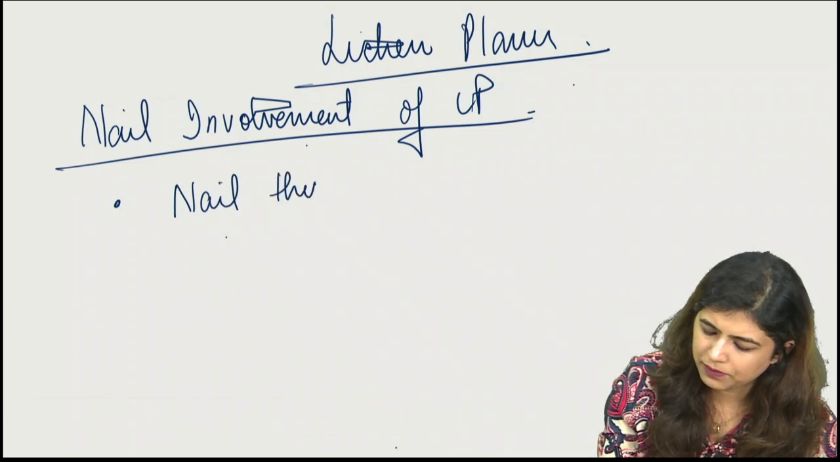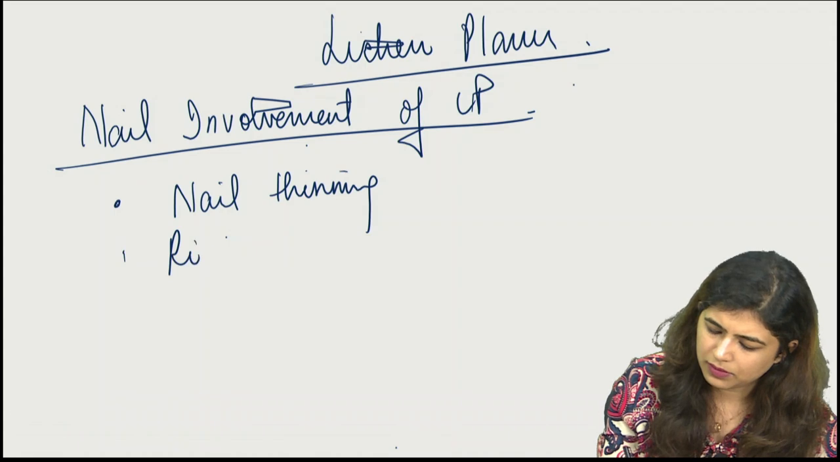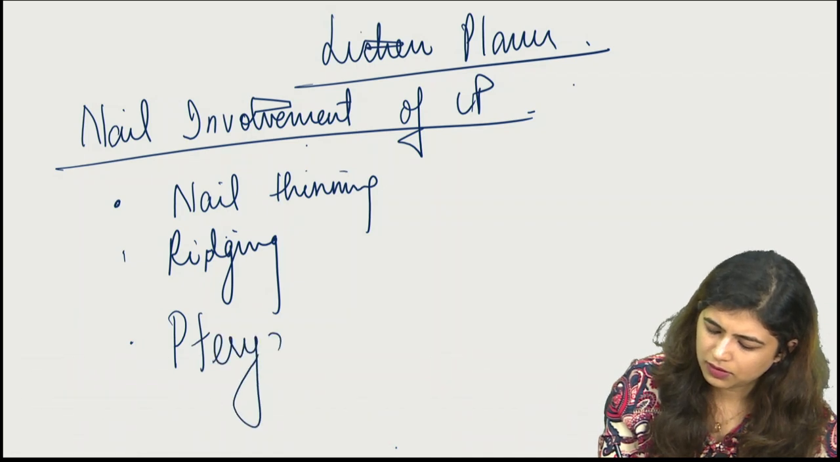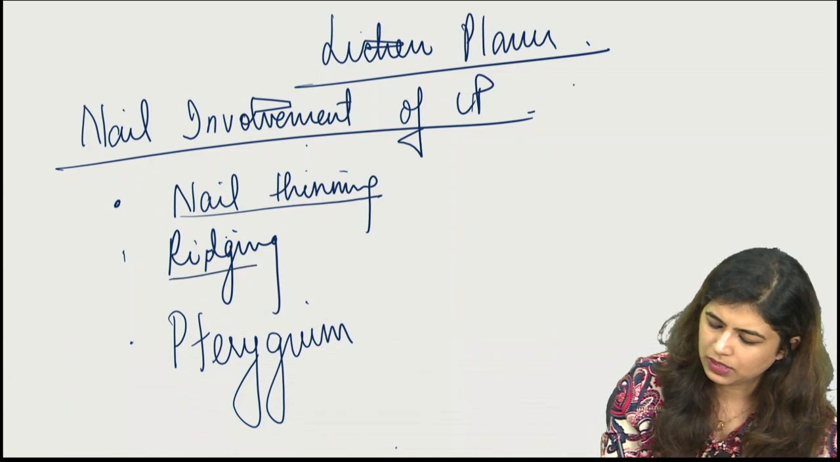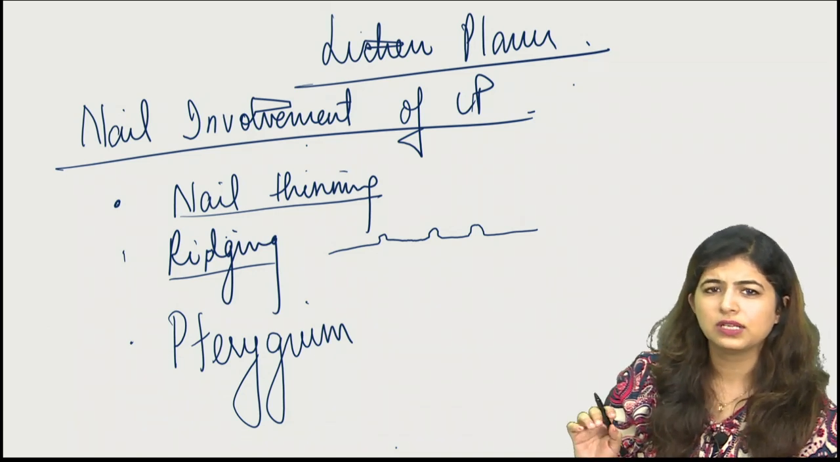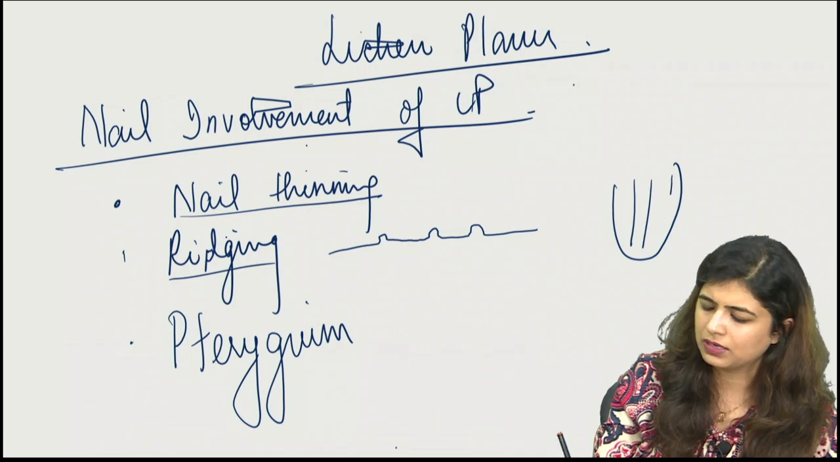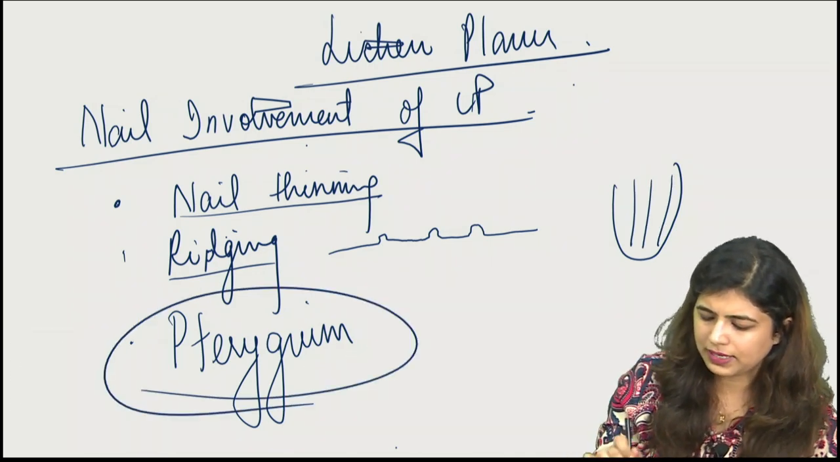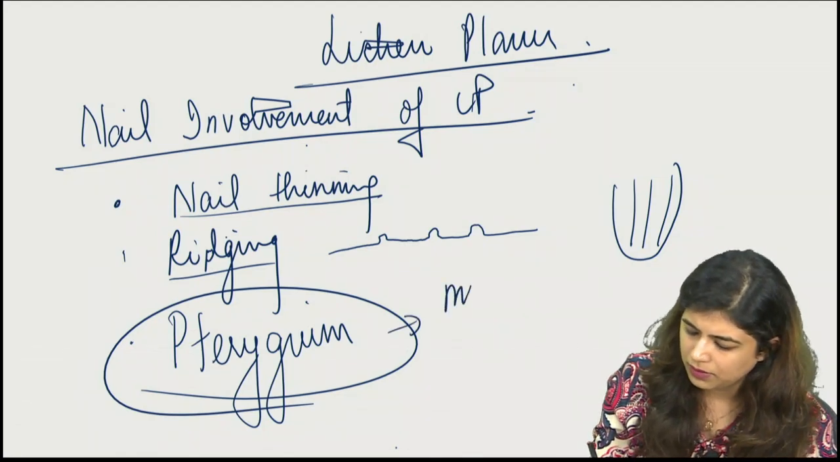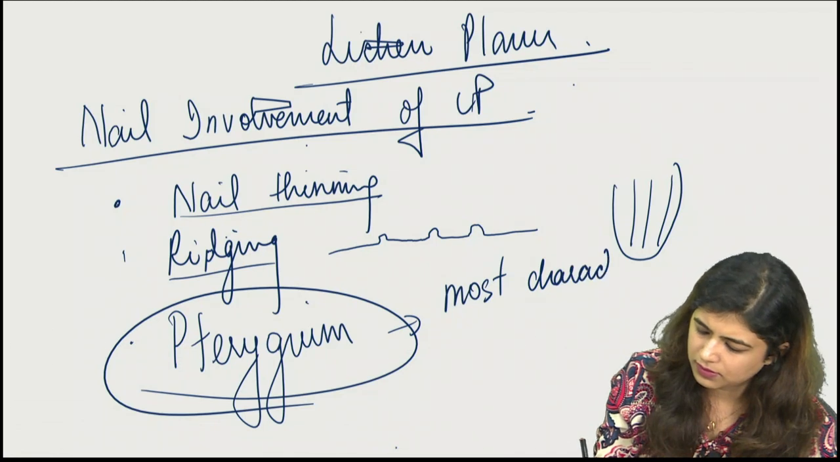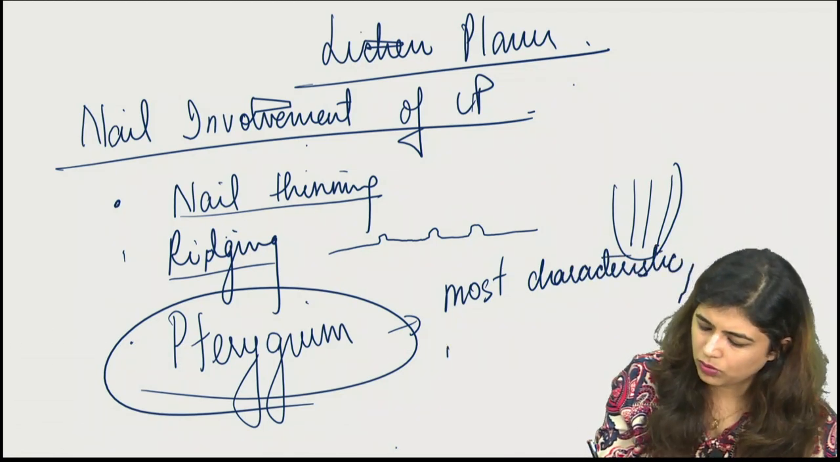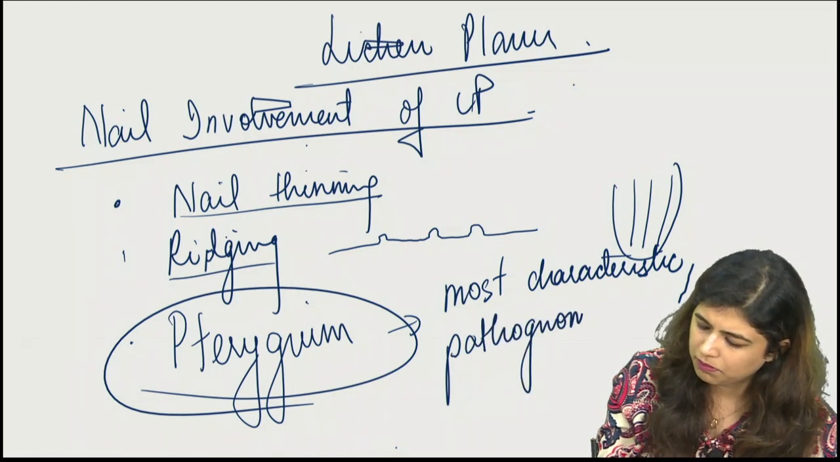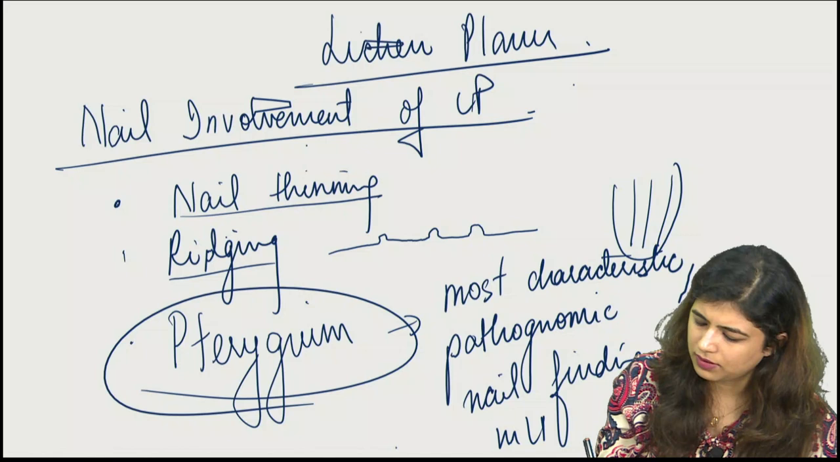In the nail involvement of LP, what can you have? You can have nail thinning, ridging and pterygium. Ridging means there are certain mountain-like findings on the nail if I see it in the cross section. So that is ridging. If I see it like this, it will appear like lines. What is now pterygium? This is the most characteristic oblique pathognomonic nail finding in LP.